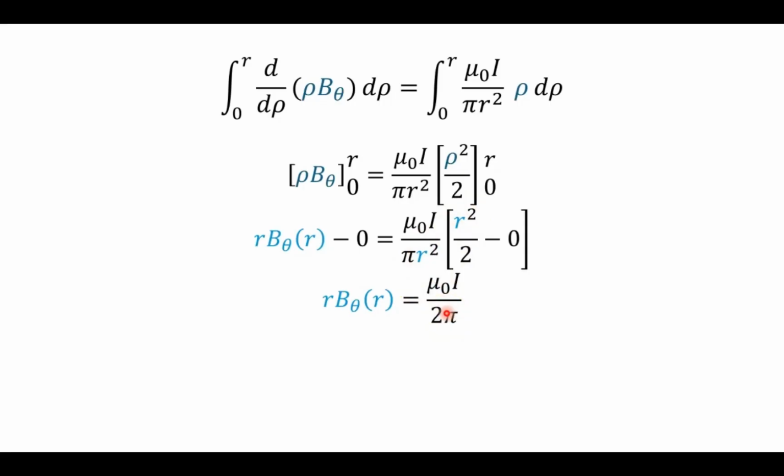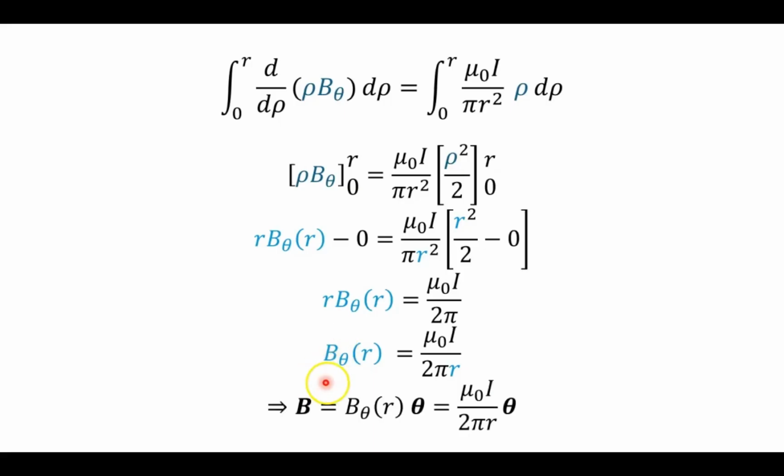To find the magnitude, you just divide the r on the left hand side over, and you will find this: μ0I divided by 2πr. This is the same result from our last approach. Of course, it should be the same. It's just the same law written out in different forms. And then we can plug in this theta component of the magnetic field with the theta unit vector to get our full vector equation of the magnetic field. This just tells us the field is anticlockwise in the theta direction.